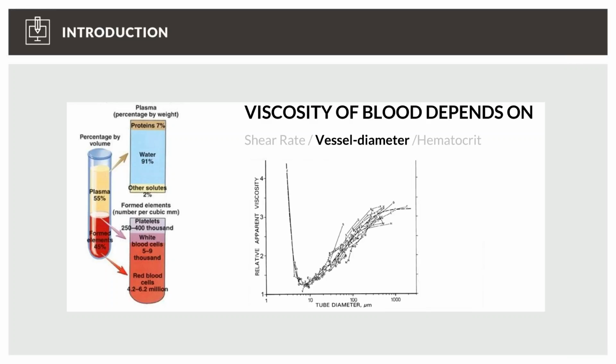When we hit about 8 micrometers, this is the size of a red blood cell. And so that's why you can see the viscosity is going to infinity at about 8 micrometers, because this is where basically the red blood cell is going to get stuck. And so the viscosity is going to become extremely high because the red blood cell can no longer move.